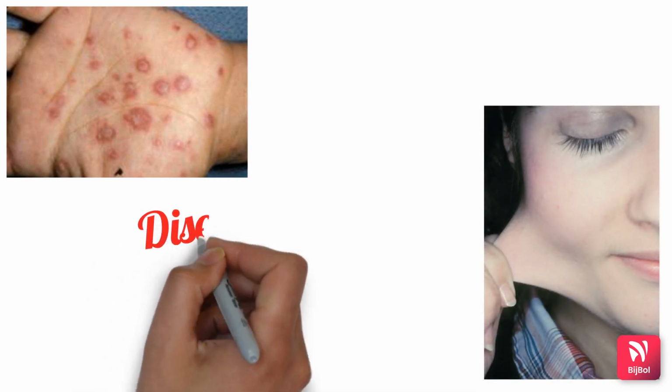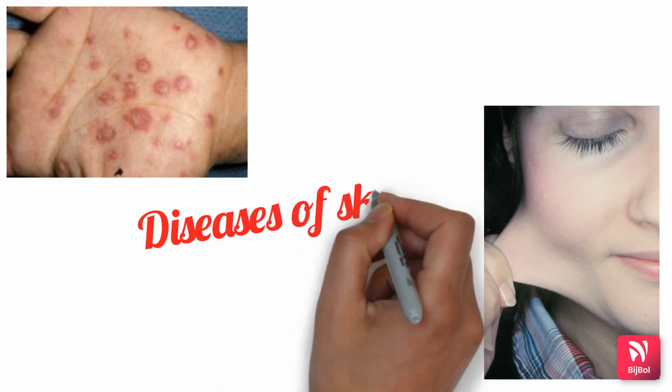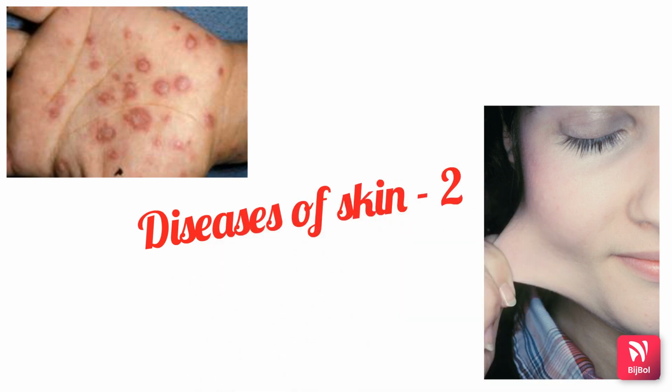The present topic of discussion is diseases of skin, which is part 2. Herein we will discuss the remaining important dermatological lesions with oral manifestations. So now let's go into the diseases of skin. The first of it is erythema multiforme.